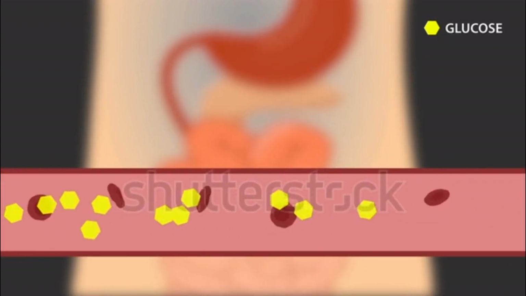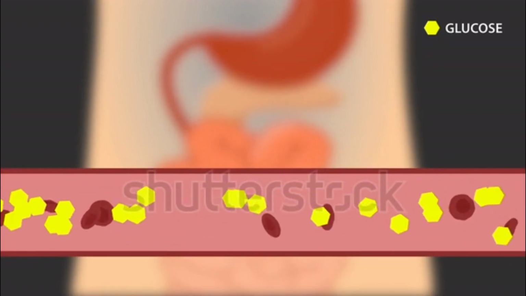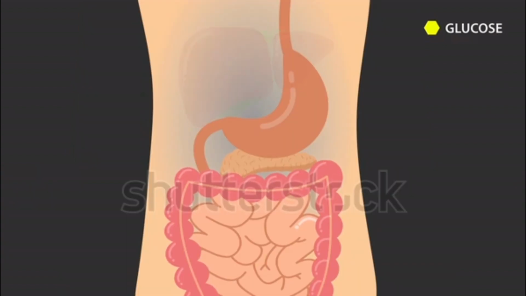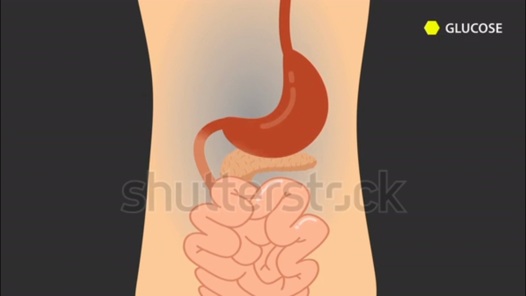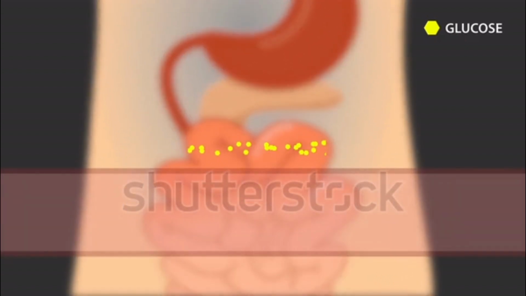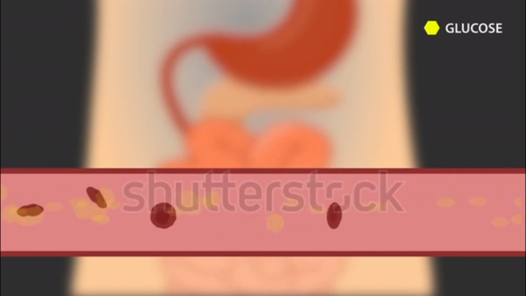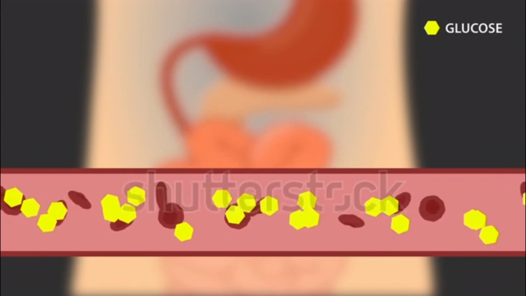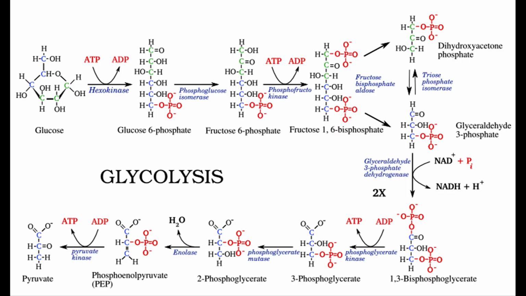The reactions can be divided into two phases, the preparatory phase and the payoff phase. In the preparatory phase, two molecules of ADP are used to activate glucose and split it into two molecules of glyceraldehyde 3-phosphate, G3P. In the payoff phase, each G3P molecule is oxidized and phosphorylated, producing two molecules of NADH and four molecules of ADP. The final product of glycolysis is two molecules of pyruvate, which can enter different pathways depending on the availability of oxygen.